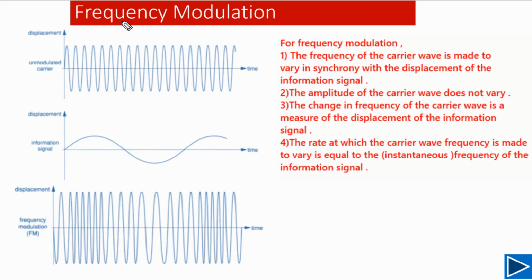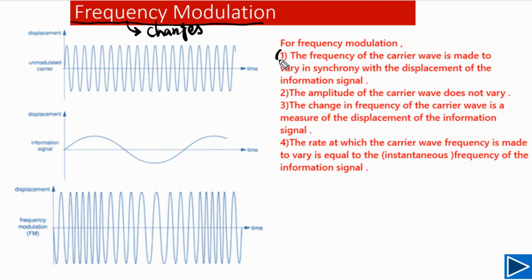If your concept about amplitude modulation is very clear, then frequency modulation is very simple to understand. When we talk about frequency modulation, it simply means that in this case frequency of carrier wave changes. So this is the first point you need to understand. When we were talking about amplitude modulation, we said amplitude of carrier wave changes depending on displacement of information signal. But for frequency modulation, frequency of carrier wave is changing based on amplitude of information signal.